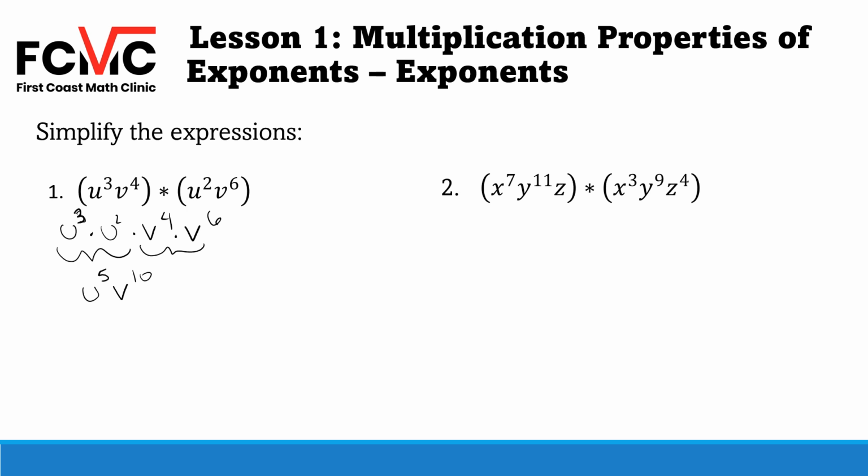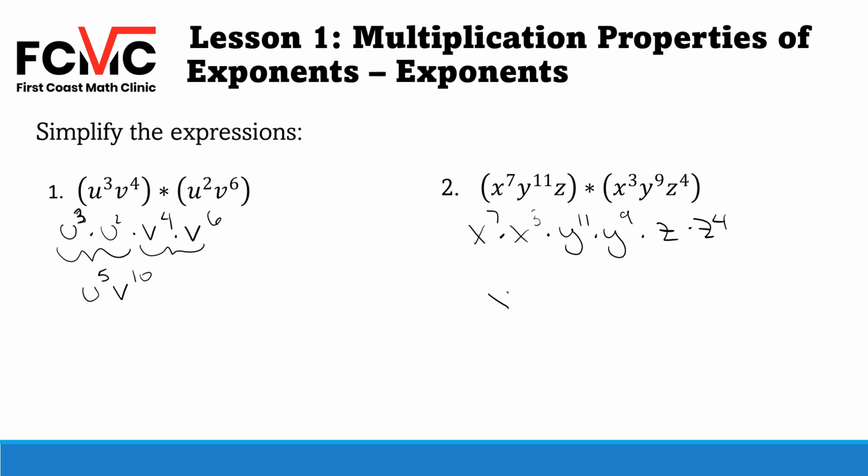Same thing with number 2. Let's group our x, y, and z's together. So I'll have x to the 7th times x to the 3rd times y to the 11th times y to the 9th times z times z to the 4th. So we're using our product property, multiplying our bases, so we want to add our exponents.